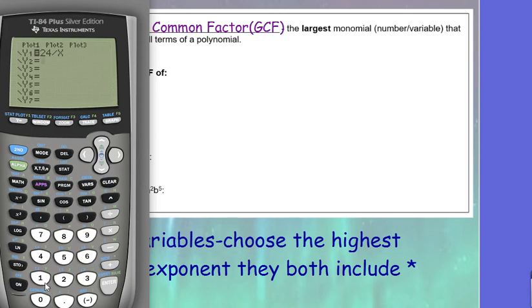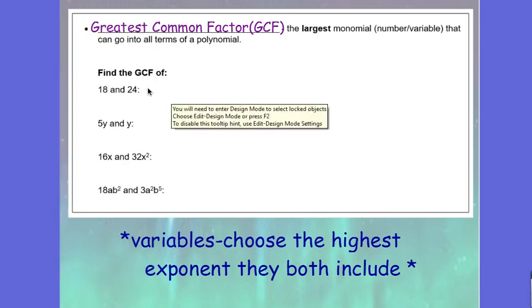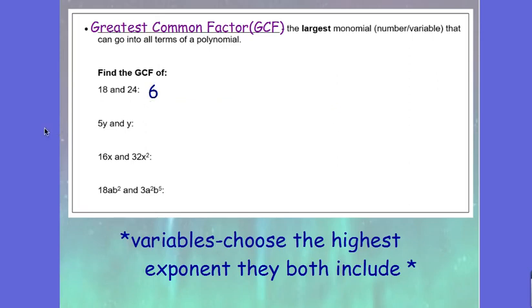I already have 24 in here, so let's list 18 divided by x. And then if I go to the tables, I could look for the values that they have in common. I accidentally hit graph, but here we go. So it looks like the highest value they both have in common is 6. So the GCF of 18 and 24 is 6. Now 5y and 1y don't have any numerical GCFs, but they do have a variable in common, and the highest power that they have in common is 1, so it's just 1y.